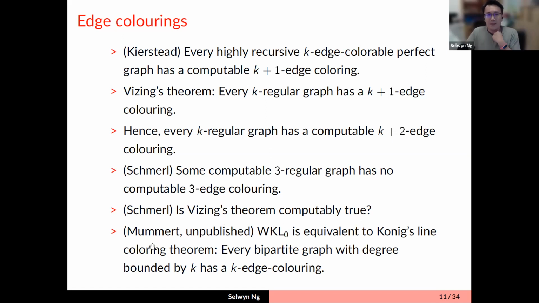And finally, I just want to quickly mention Carl's work, which is unpublished, about what's called Koenig's line coloring theorem, which is basically the same as edge coloring, but with the graph being bipartite. If the graph is bipartite and k regular, then there's always a k edge coloring. And this statement is equivalent to Koenig's lemma.